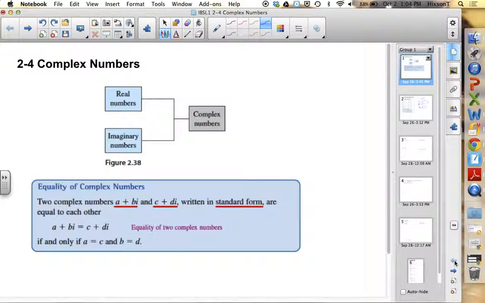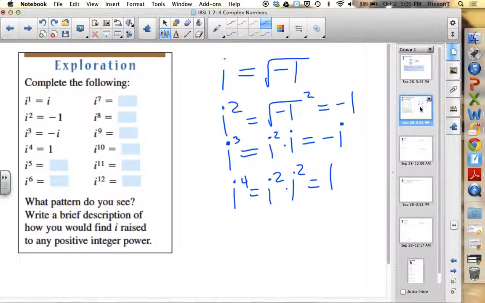This pattern for powers of I repeats. Because we got to 1 when we did I to the 4th, 1 times anything, as we increase to the next power of I, it's going to be 1 times I, right? So I to the 5th is I. And then I to the 6th would be negative 1, because it's just an I to the 4th times another I squared. Well, that's 1 times negative 1, which is negative 1.